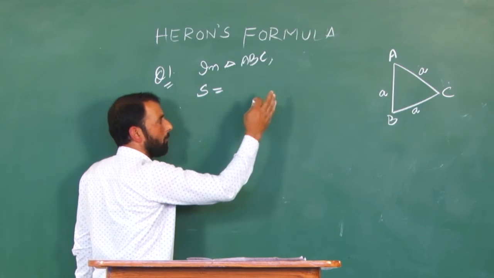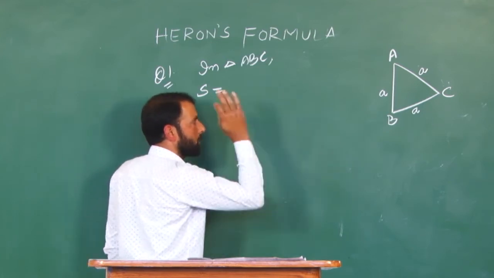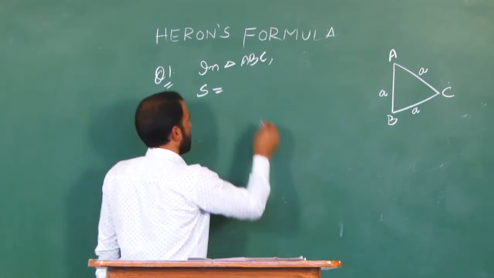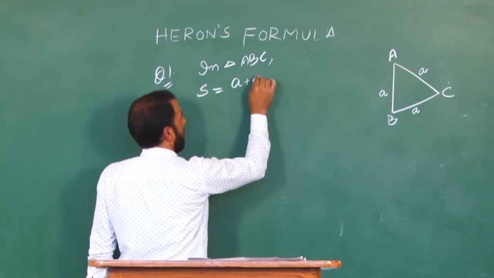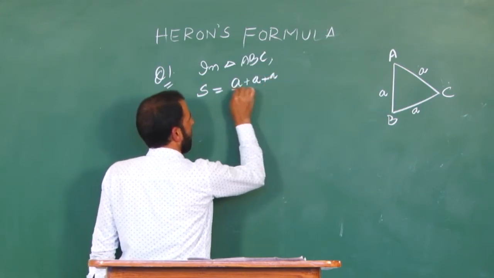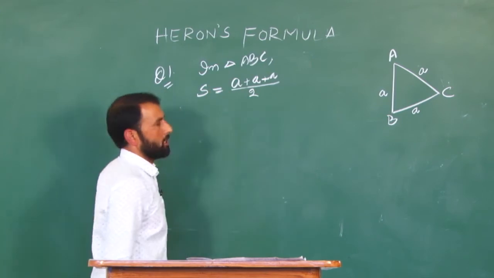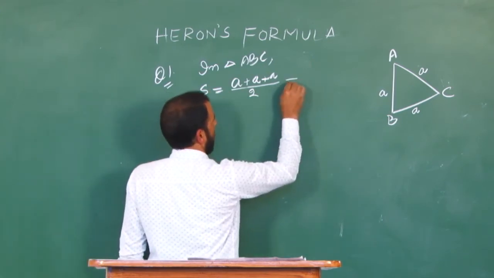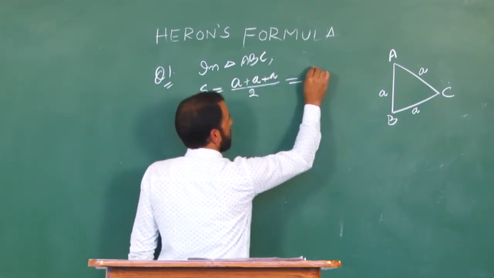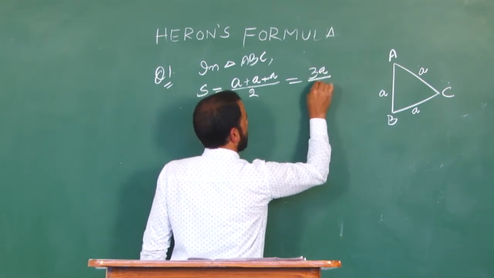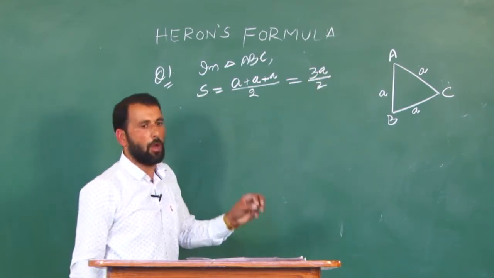s is equal to the sum of all sides divided by 2. What are the three sides? It is a, a, and a. So we add all the three. It is a plus a plus a, divided by 2, is the semi-perimeter. Clearly, these are all like terms. a plus a plus a is 3 times a, divided by 2, is the semi-perimeter of this triangle.